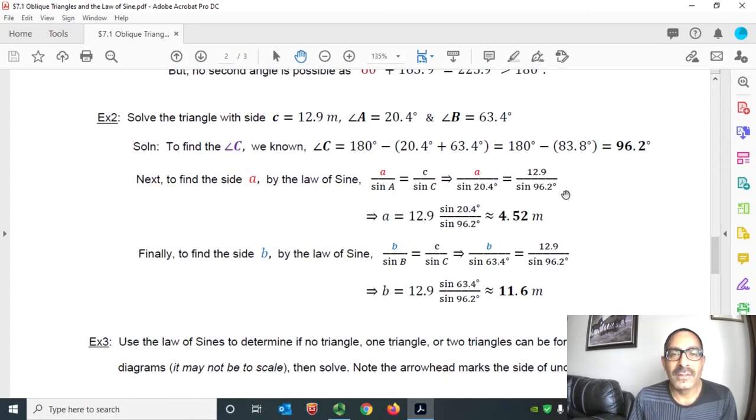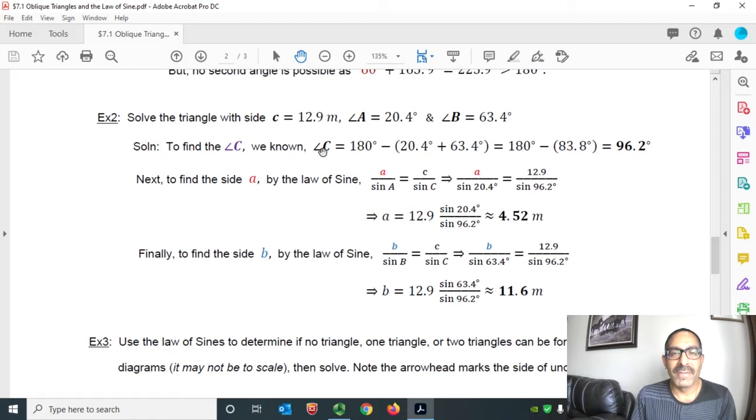Solve the triangle with the given sides. Given side c equals 12.9 meter, angle A equals 20.4 degree, and angle B equals 63.4 degree. So two angles are given and one side is given to us. Then we need to find the third angle, here angle C, and the other two sides, side little a and side little b. I hope it makes sense to you all.